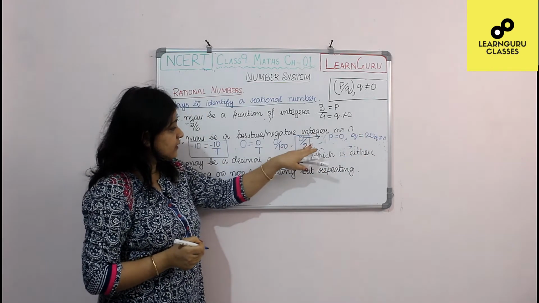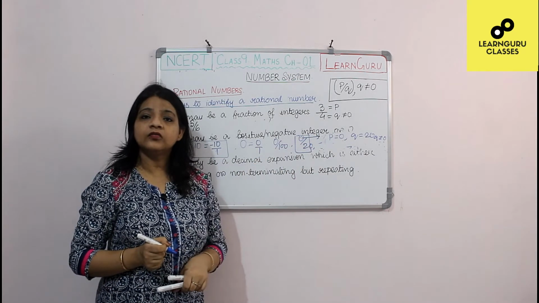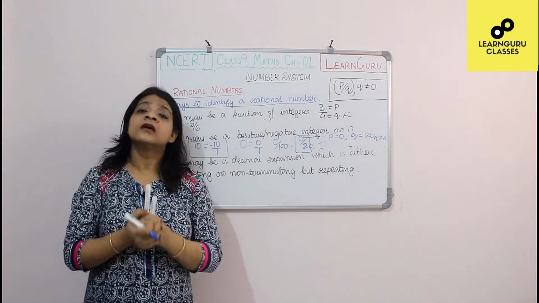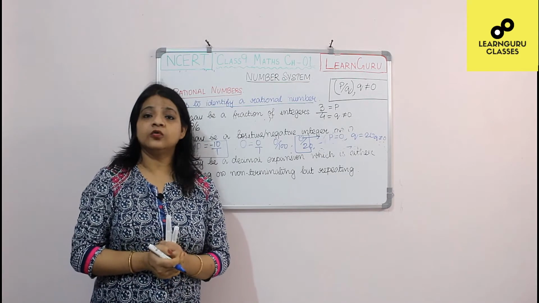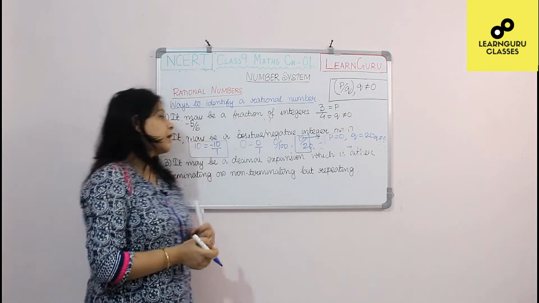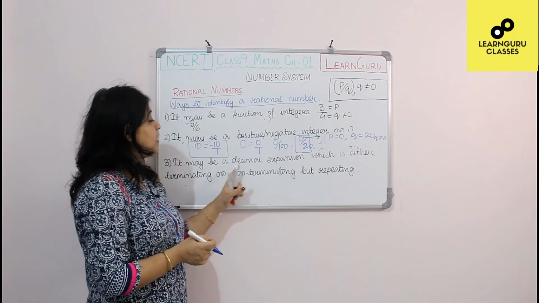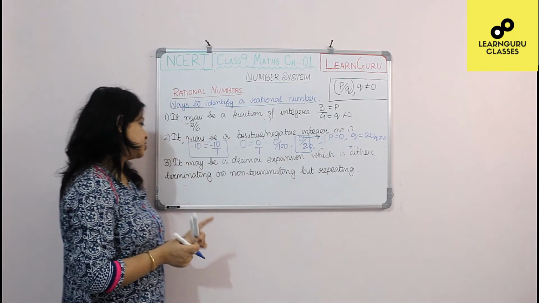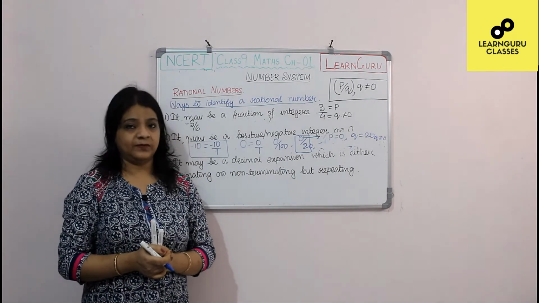Because it comes in the form of p by q and q is not equal to 0. So we can say that 0 is also a rational number in addition to positive and negative integers. Okay, come to the third point. Third point is written is that it may be a decimal expansion which is either terminating or non-terminating but repeating.